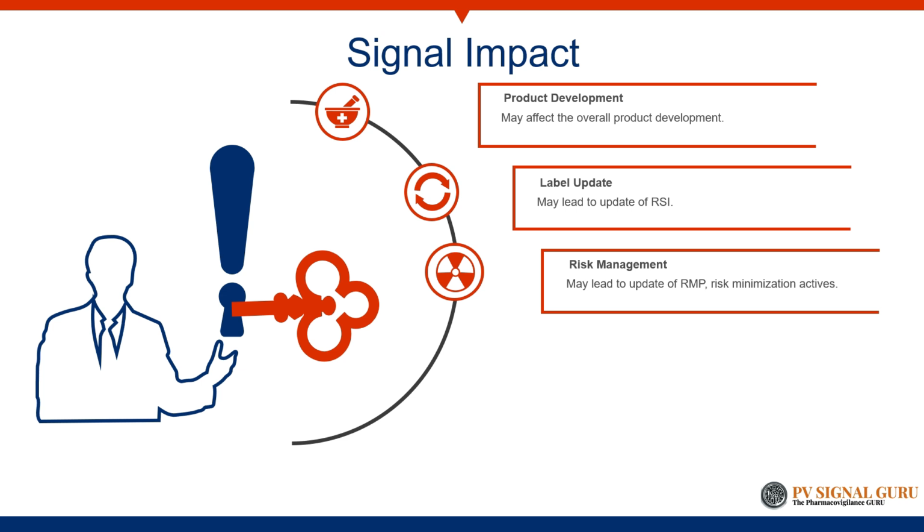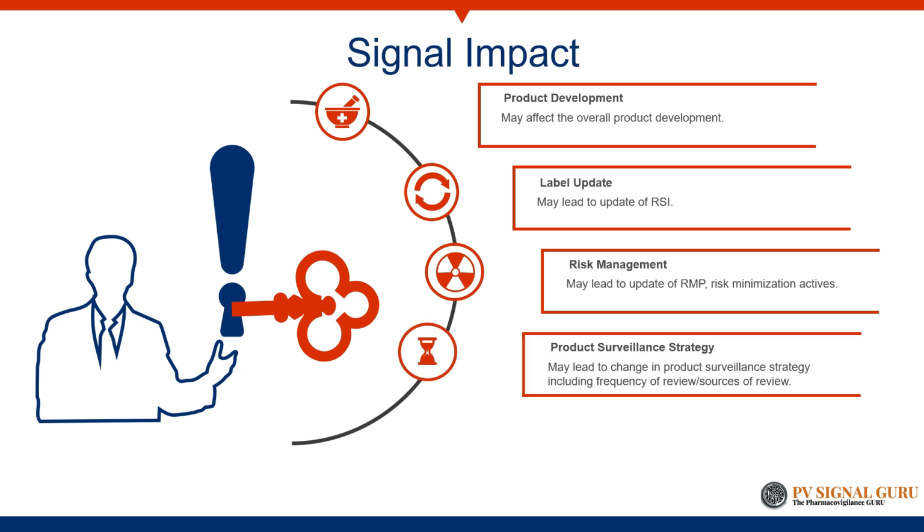The signal can even impact the product surveillance strategy. The evolving safety profile may require changes to the product surveillance strategy, such as adjusting the sources to be reviewed or the frequency of review. It may also trigger keeping some events under close monitoring.